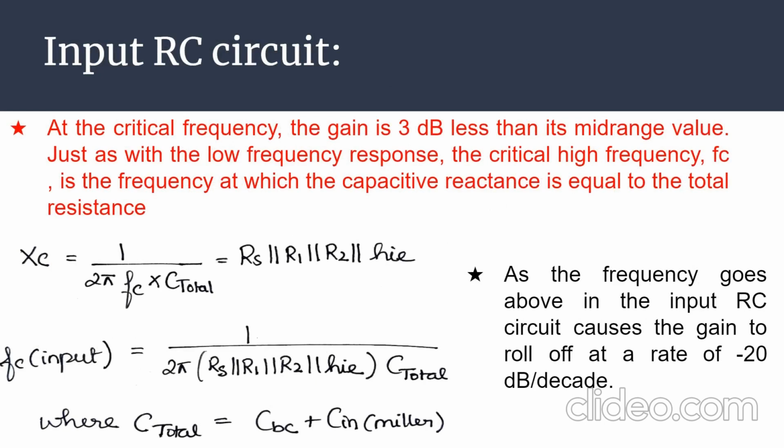The high critical frequency Fc is the frequency at which the capacitive reactance will be equal to the total resistance, and this is given by the equation Xc equals the total resistance, that is the parallel combination of Rs, R1, R2, hie, and that is equal to 1 by 2 pi Fc into C total. With this equation, we can find the formula for Fc input, and that will be 1 by 2 pi into total resistance into total capacitance. And as the frequency goes above Fc in the input RC circuit, it causes the gain to roll off at the rate of minus 20 dB per decade.